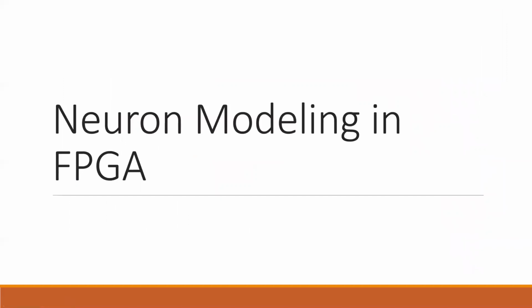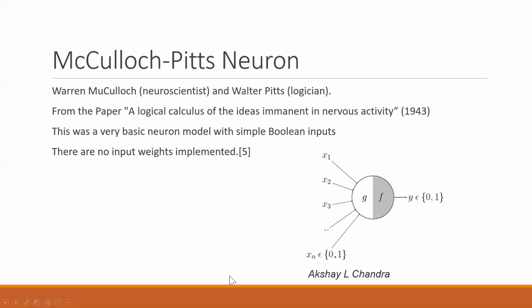So next, we're going to actually discuss modeling neurons in FPGAs. So first thing I want to talk about is the McCulloch-Pitts neuron. This was developed by Warren McCulloch, who's a neuroscientist, and Walter Pitts, who's a logician, in 1943. And they published this in a paper called the logical calculus of the ideas immanent in nervous activity.